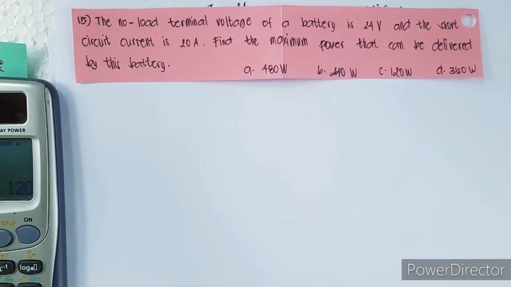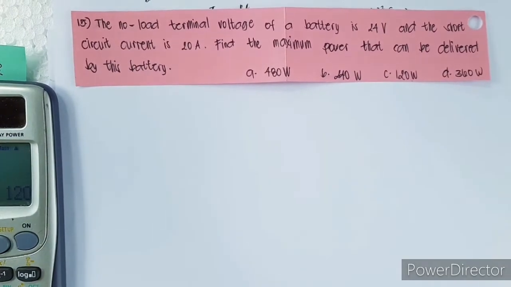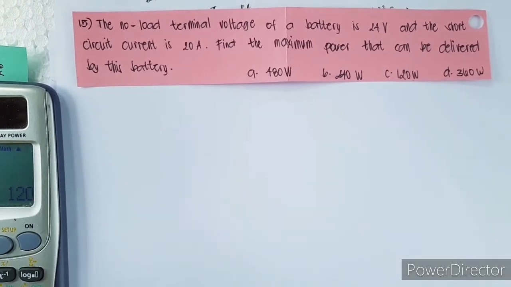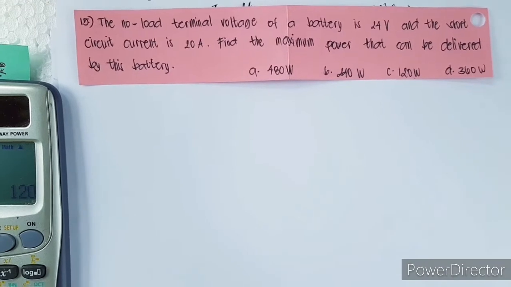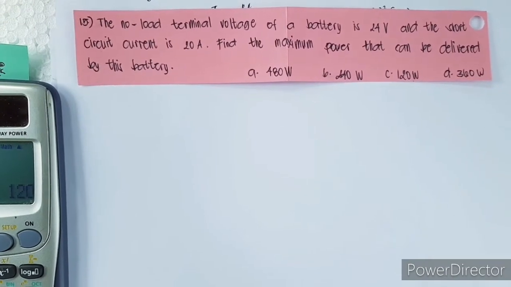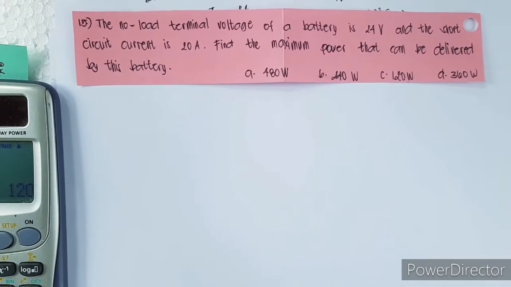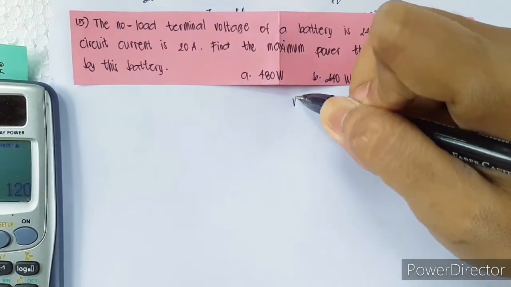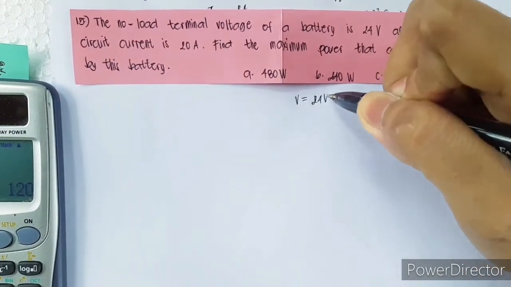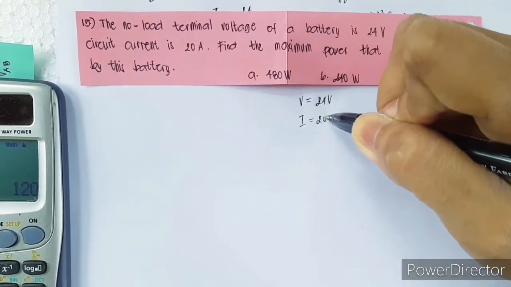Okay, let's have number 15 first. The no-load terminal voltage of a battery is 24 volts and the short circuit current is 20 ampere. Find the maximum power that can be delivered by this battery. So first, let's have the given. So we have here voltage of 24 volts, the current 20 amperes.